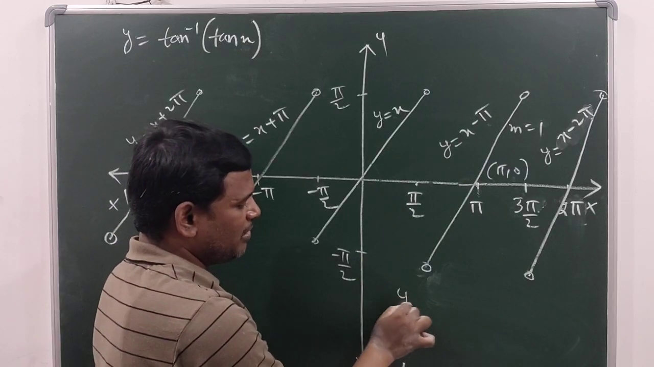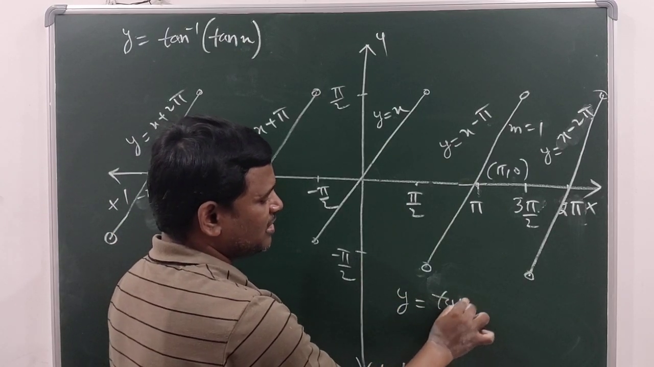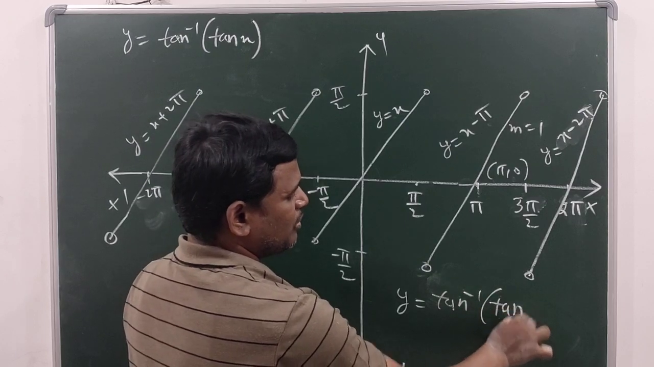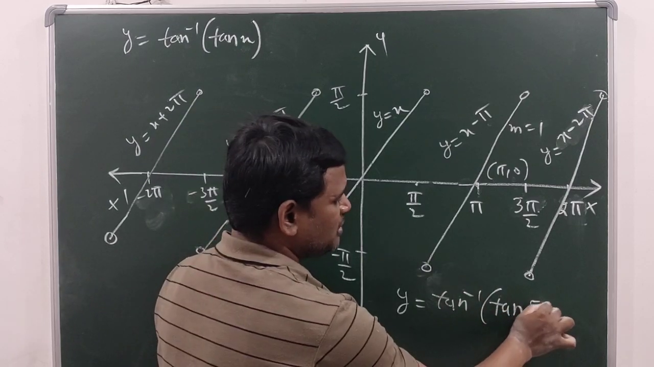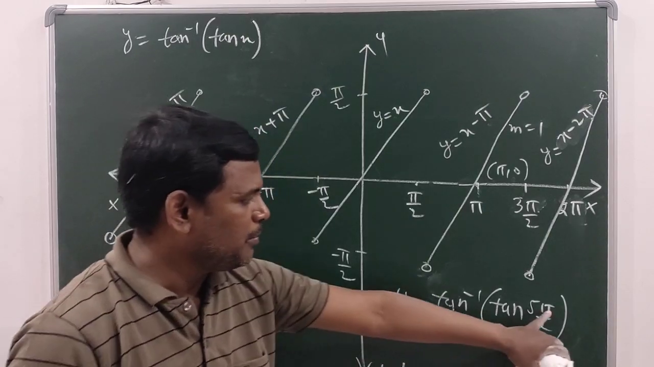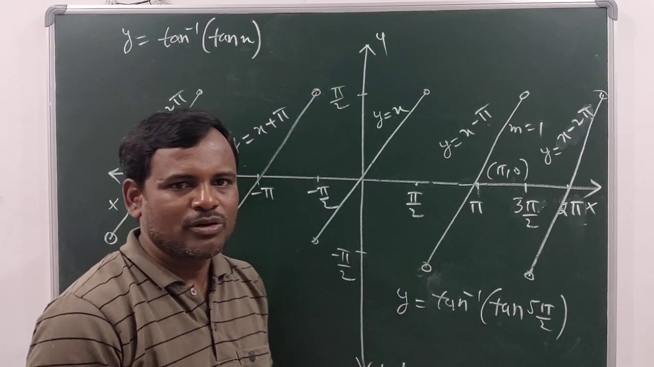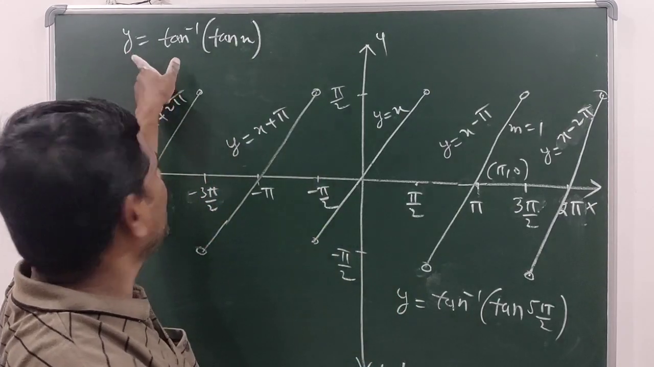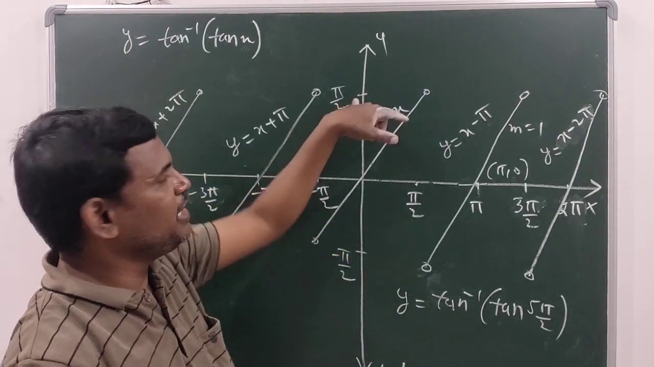So same, y equal to tan inverse of tan 225 degrees. 225 degrees means 5 pi radians by 4. Is this result 5 pi by 4? No. We must get the y value in the interval minus 90 to 90.